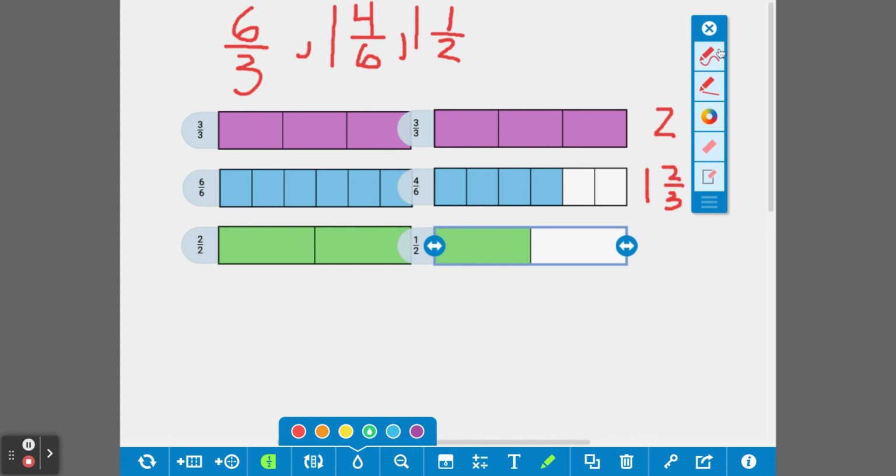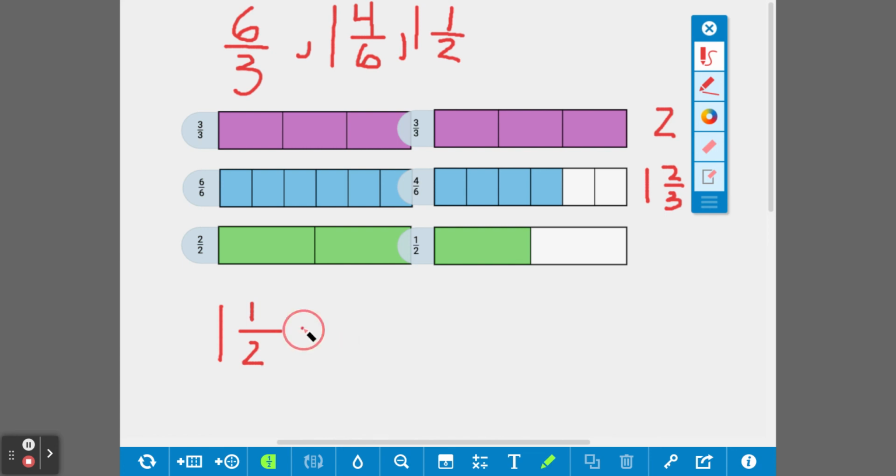So I would order these, and I didn't have to make any change to the numbers. I just simply represented them as a model, and I could see right away which one is the biggest, second biggest, and smallest. Okay, so going from least to greatest, our least one is 1 and 1/2. Our next biggest one is 1 and 4/6. And our biggest one is 6/3.